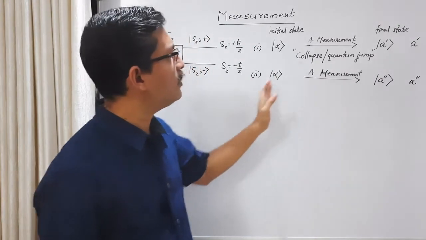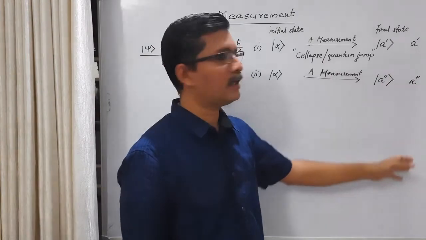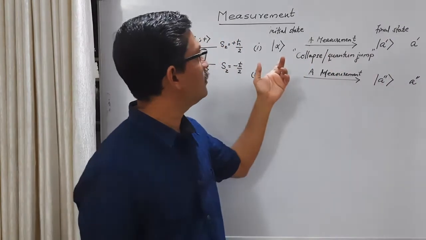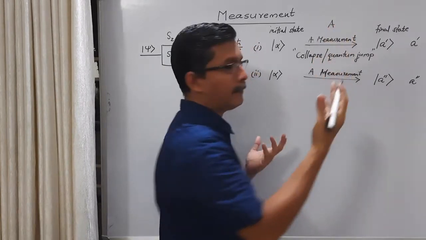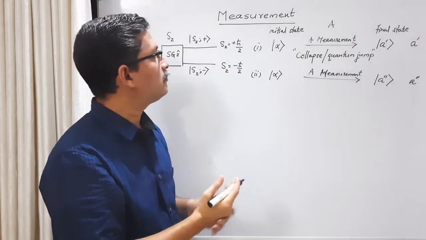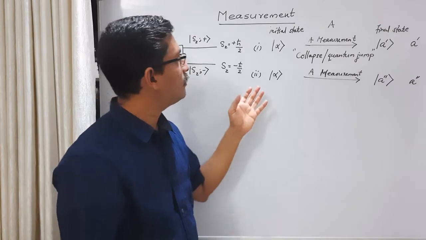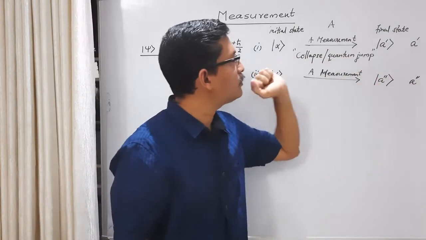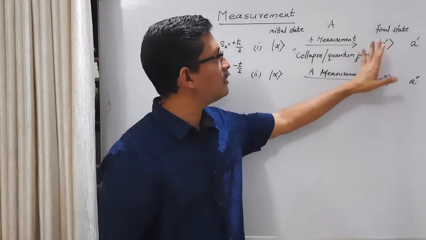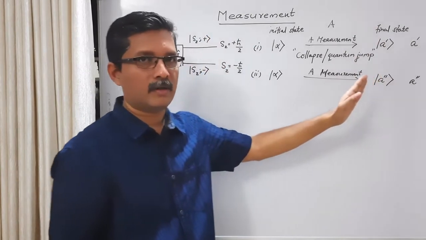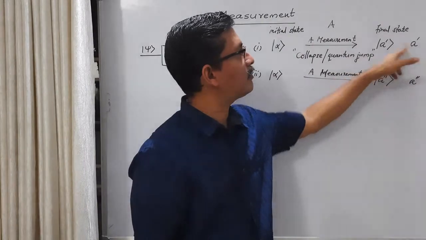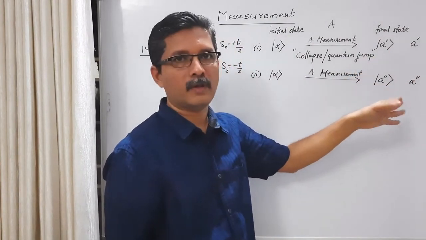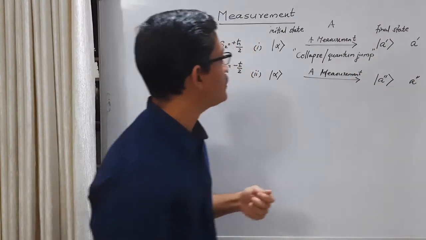So the result of each individual measurement is one of the eigenvalues of the operator that we are measuring. Suppose we are measuring the physical quantity, let us say A. It is one of the eigenvalues of the operator A, and the final state is one of the eigenstates. The system collapses from the initial state to the eigenstate corresponding to this eigenvalue. Now here there is a problem.